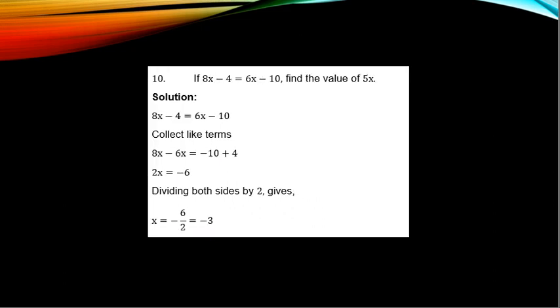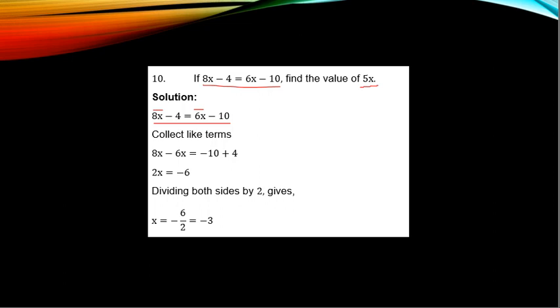Example 10. If 8s minus 4 is equal to 6s minus 10, find the value of 5s. Before you can find 5s, you need to get s first, and that means you have to solve the equation. So you collect like terms. In doing that, 8s and 6s ought to be on one side, okay? Between 8s and 6s, 8 is bigger.